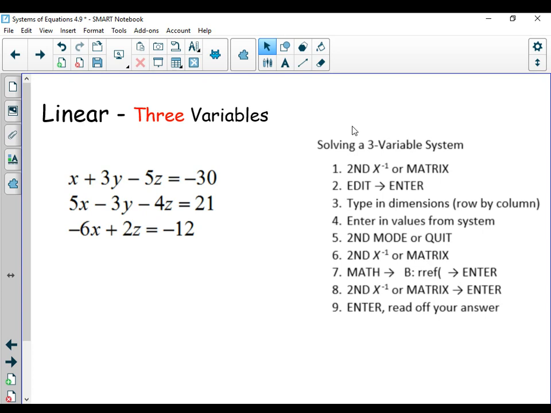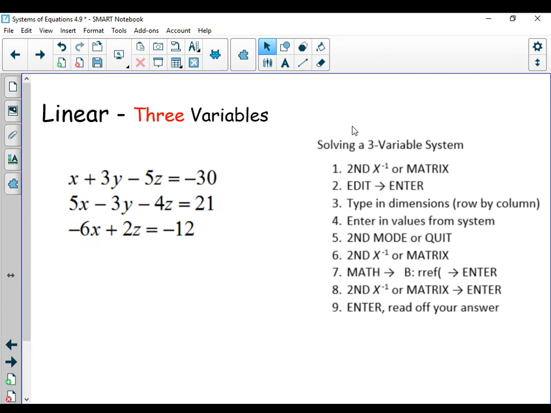But they are doing these by hand. There's a lot of work that goes into doing these by hand. You have to do elimination multiple times. For us, what we've been doing at Hardin Valley is we've just been using our calculators and using the matrix. To make the matrix happen, we're going to use the coefficients. It's very important that you keep x's in the same column, y's in the same column, z's in the same column, and your answers in the same column.